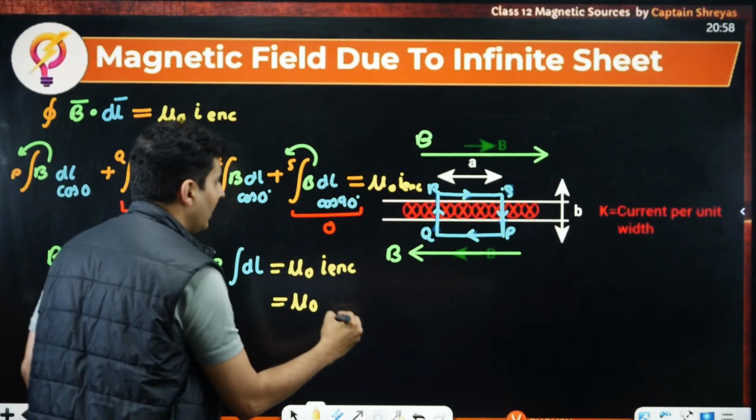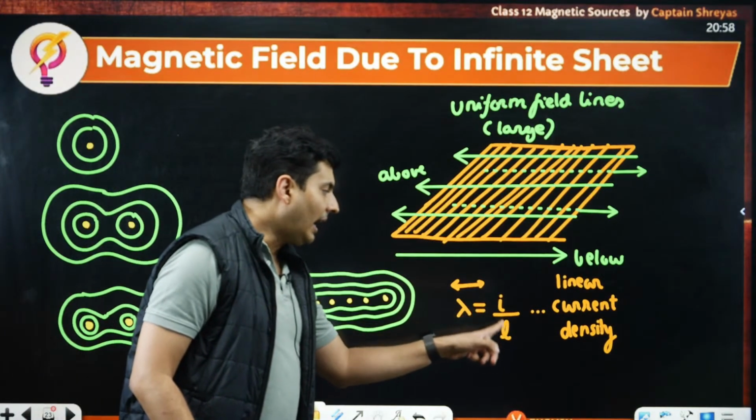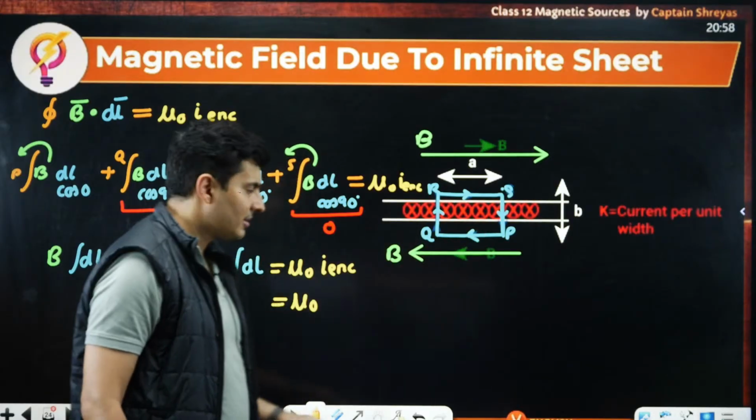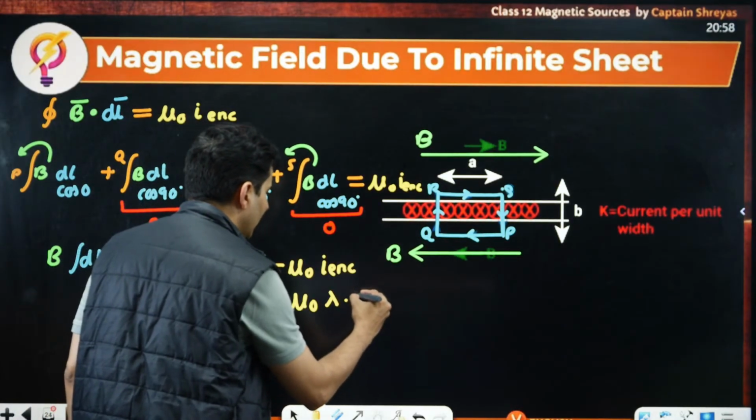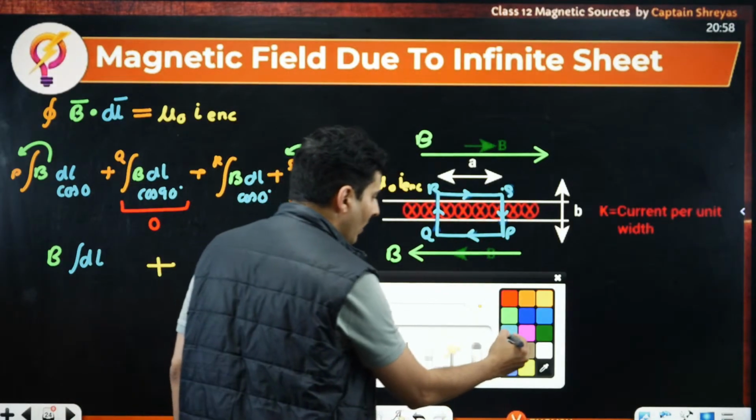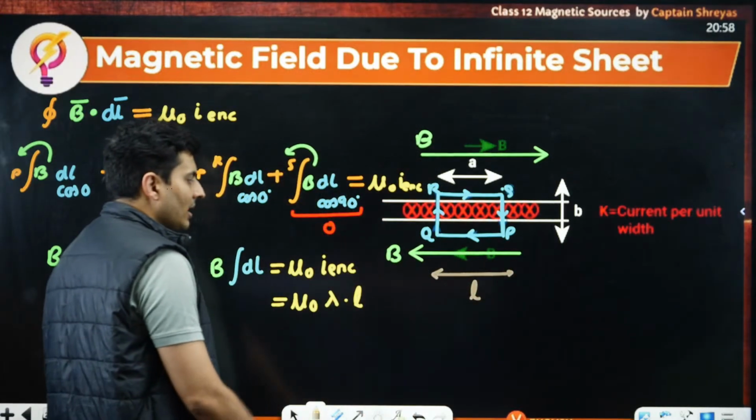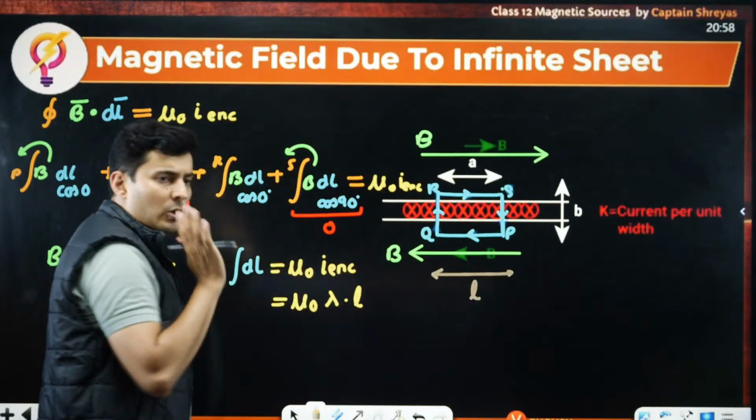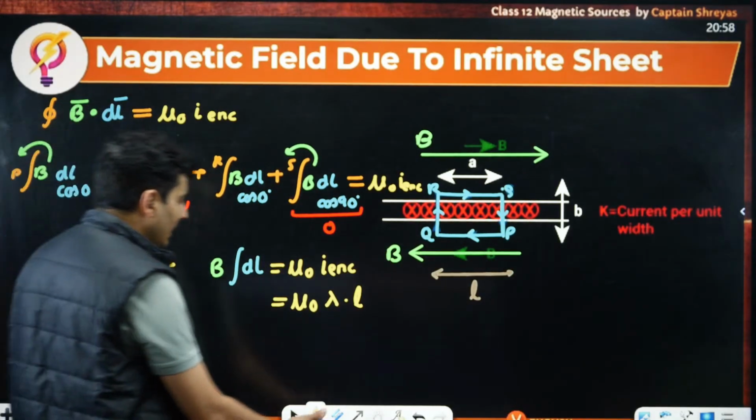Now, how much will the enclosed current be? I will get that from here. Current I is there for L meters. So assuming this is L meters, this current will be lambda multiplied by the length, where the length is this much. Current per meter multiplied by the length will give me the enclosed current. Everyone? Yes. So now, what is the integration of dl?